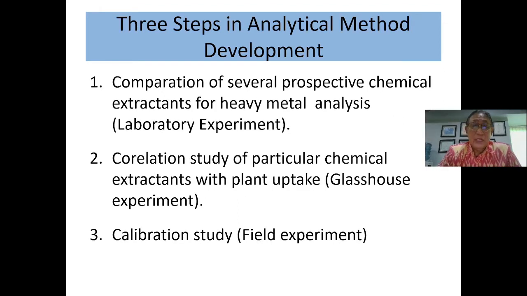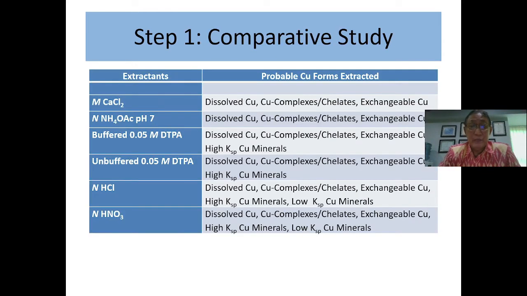Actually, there are three steps in developing the analytical method of heavy metal analysis. The first step is the comparison of several prospective chemical extractants. The second step is the correlation study with uptake by plants. And then the third step is the calibration study in the field. And in this research, I conducted only the comparative study, step one, and also the correlation study, step two.